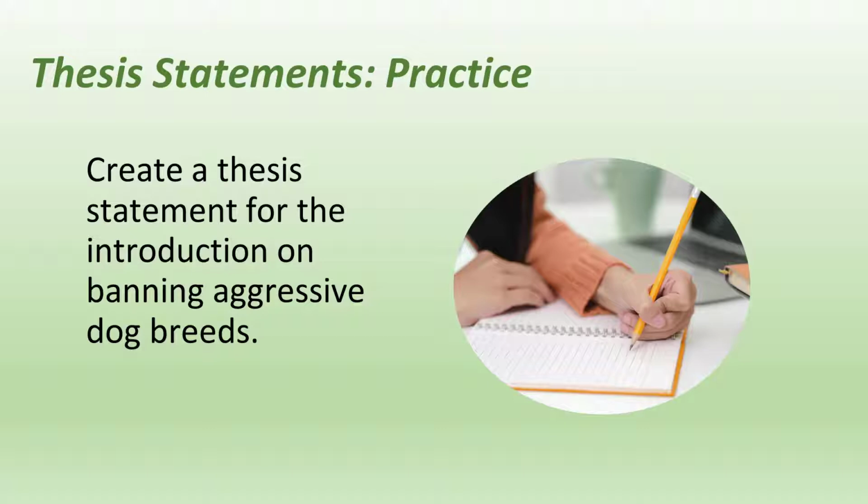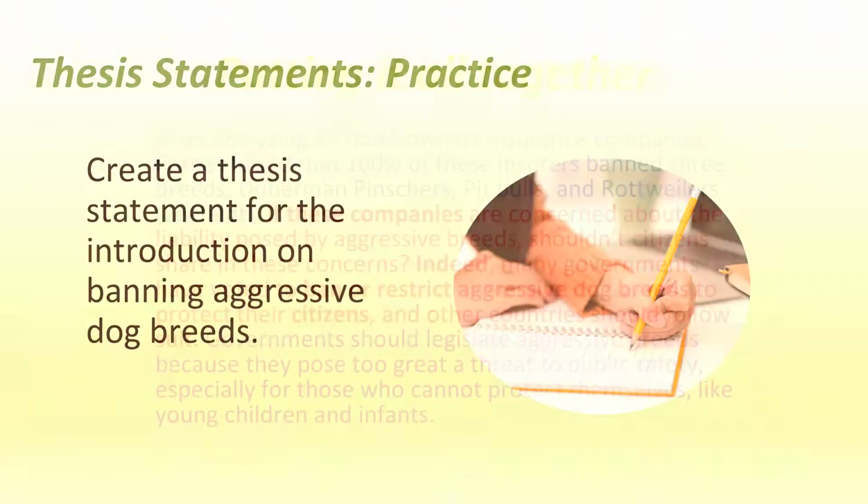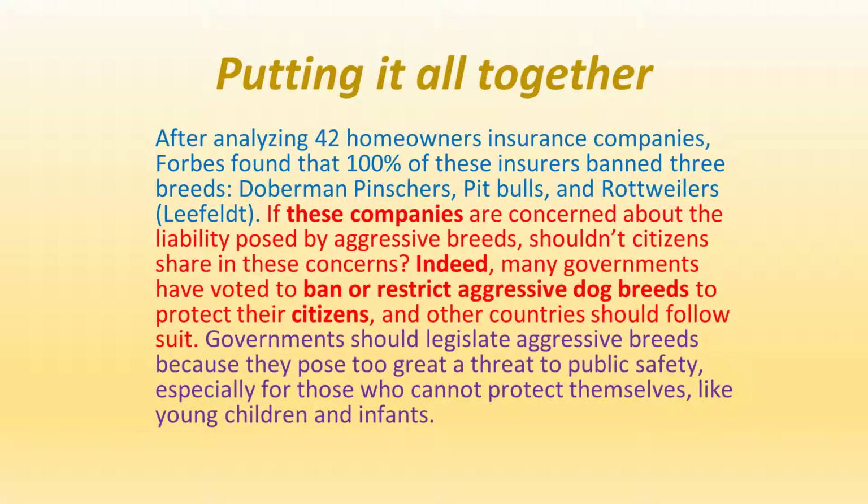Okay, it's time to put it all together. So let's take a look at one possible response to the original question. After analyzing 42 homeowners insurance companies, Forbes found that 100% of these insurers banned 3 breeds: Doberman Pinschers, Pit Bulls, and Rottweilers. If these companies are concerned about the liability posed by aggressive breeds, shouldn't citizens share in these concerns?